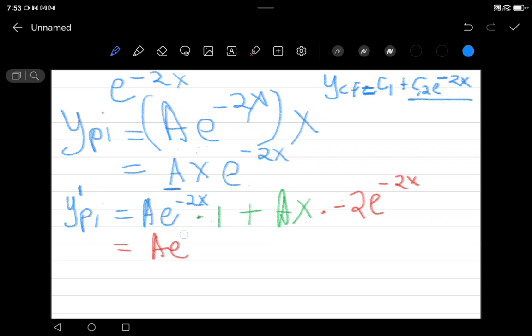So it's ae to the power of negative 2x times 1 plus negative 2. Remember here we have a negative. Oh, sorry. Minus 2ax e to the power of negative 2x.